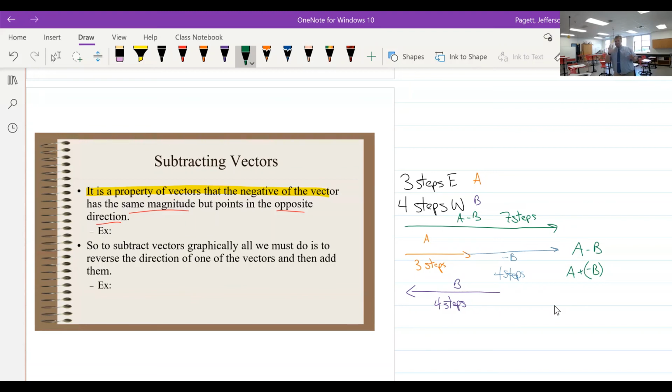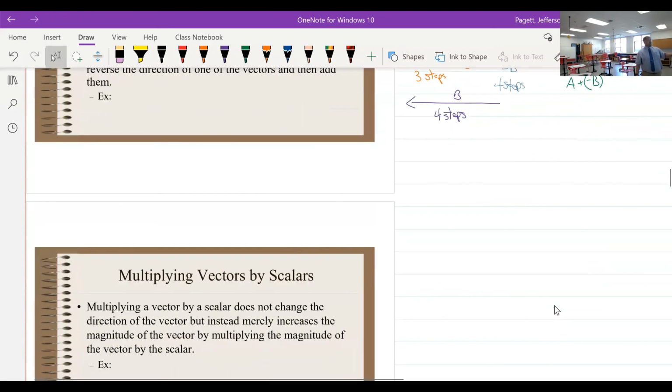I know it gets a little crazy. We're talking some nutty stuff, okay? But that's what we have to do. Again, it is always add them head to tail. That is the rule. Anytime you're adding them vectorially. So anytime you're adding them.